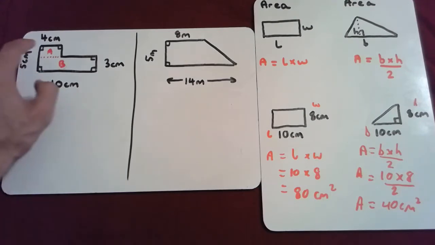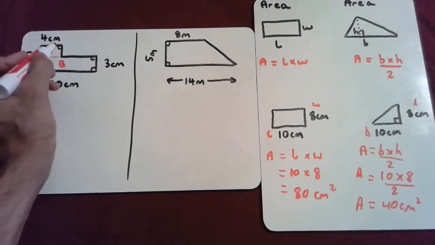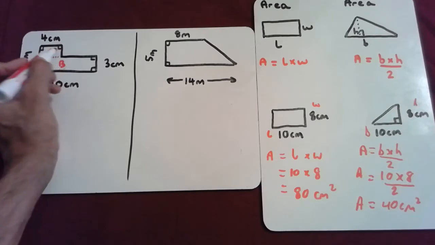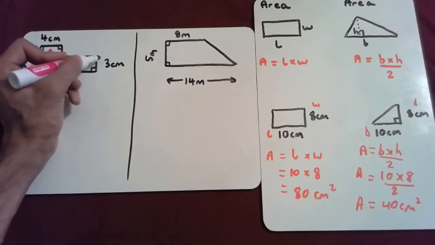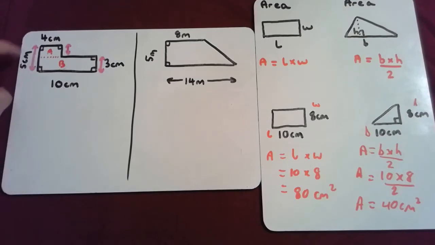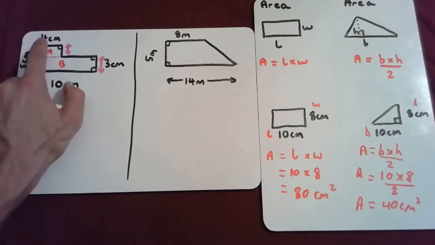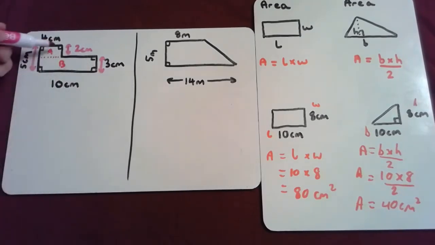Now, we can see shape A here has a length of 4 centimeters. What we need to do, however, is also work out the length of this line over here. If we look at our two vertical lengths, this whole length here is 5 centimeters, and that's made up of this length over here and this length over here. So if all of this is 5, we can see from here to here is 3. That means whatever's left over must make up the remainder of that 5, which is 2 centimeters.